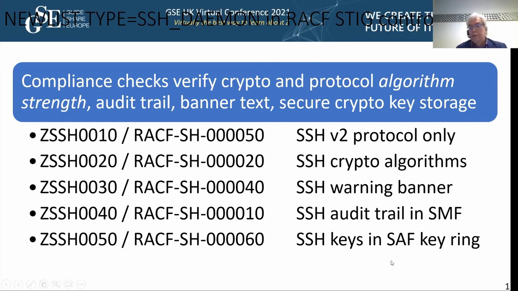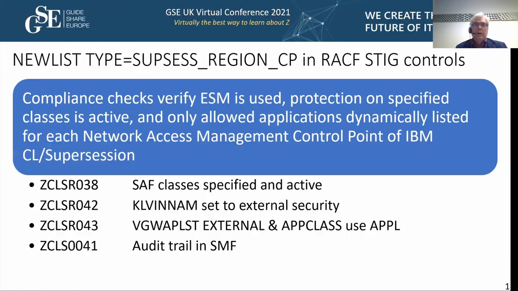And the last one checks that you're using certificates. The mapping from a certificate to a RACF user is done through the SAF keyring. And that also kind of ties into then that certificates would be using hardware crypto if the certificate is configured that way.